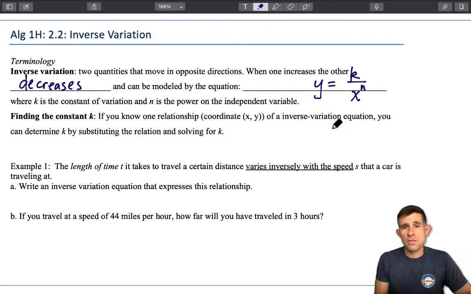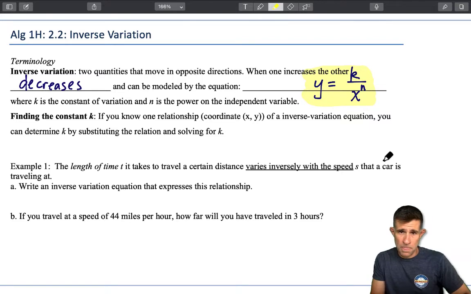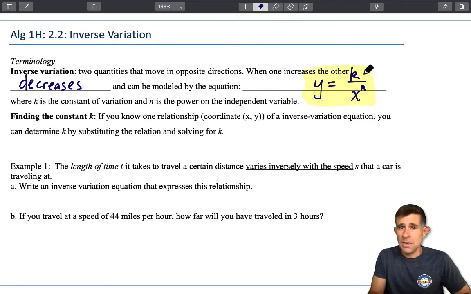Now, an inverse variation equation is one that can be modeled by this general form right here. Y equals k divided by x to the nth power. Now, this is a little bit different than our direct variation. Remember, direct variation, we had y equals k times x to the nth. Here you can see our constant of variation is being divided by x to the nth.